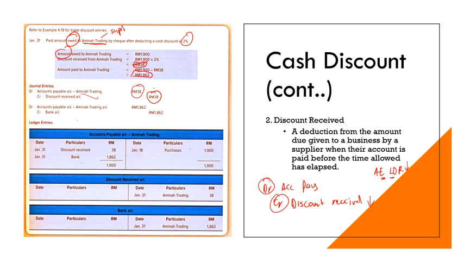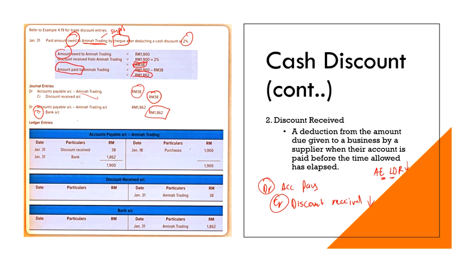So sekarang kita bayar hutang, amount paid. So kita bayar by check. So we need to credit our bank, as our asset decrease lah. Kita bayar kan. So bank berkurang, bank tu ialah asset. Bila asset berkurang, we need to credit the bank 1862.